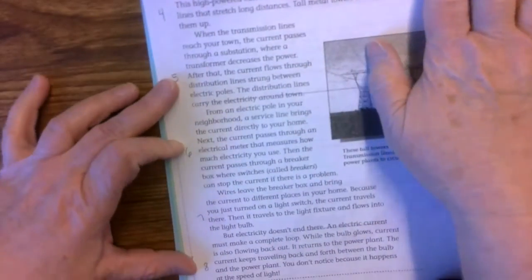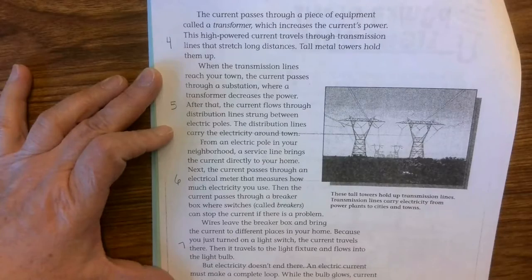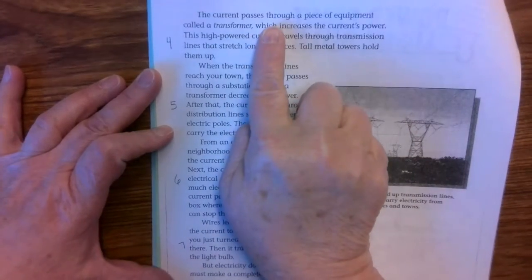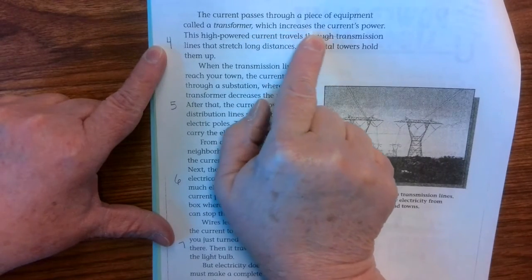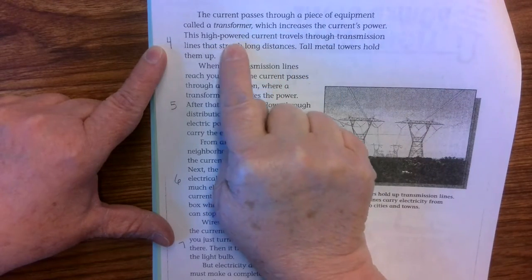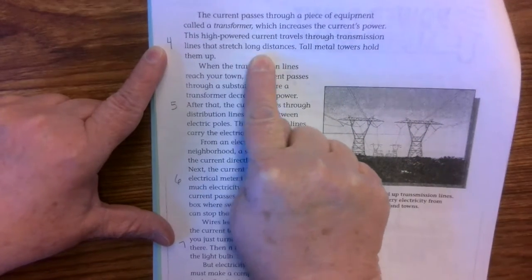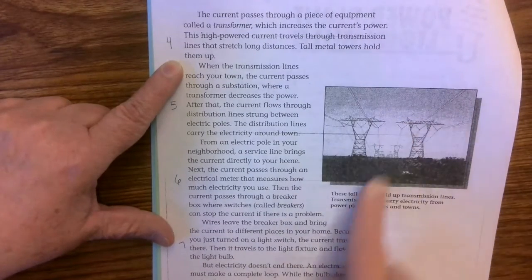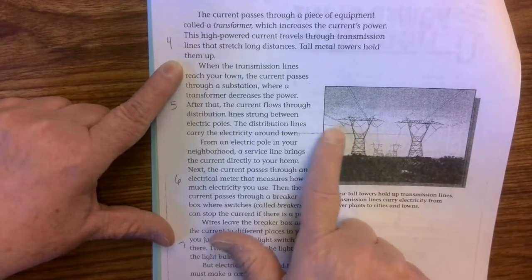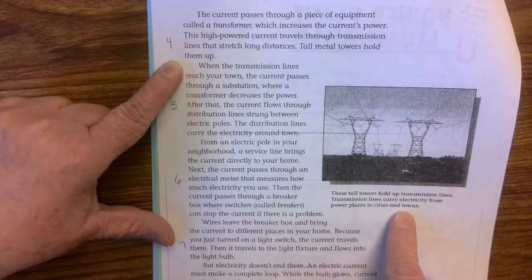Okay, so here is our next page. We're going to flip it all the way over. And let's finish reading our article. The current passes through a piece of equipment called a transformer, which increases the current's power. This high-powered current travels through transmission lines that stretch long distances. Tall metal towers hold them up. So these tall towers here are holding up those transmission lines that carry the electricity from the power plants to the cities and town.